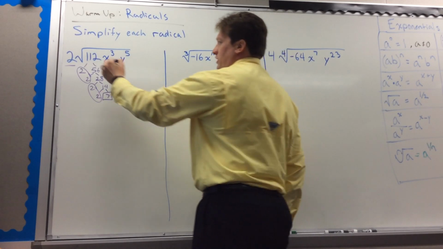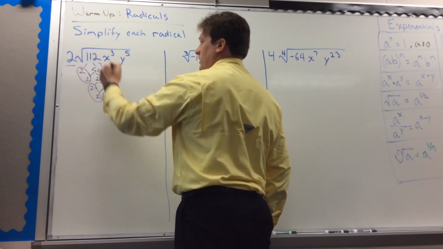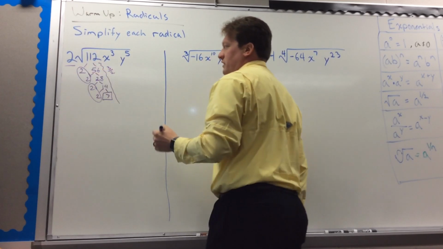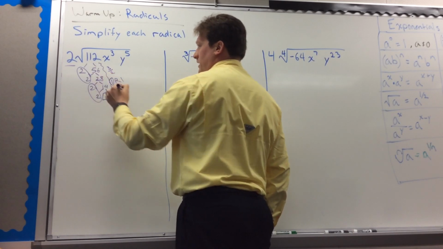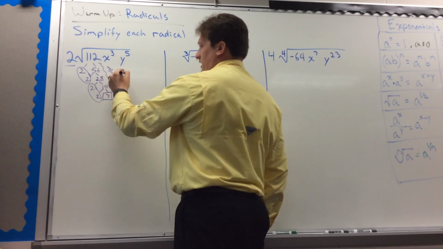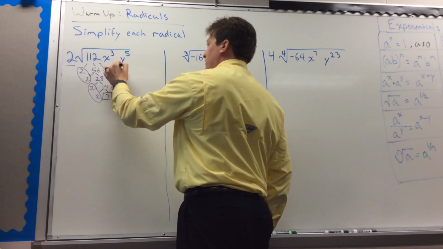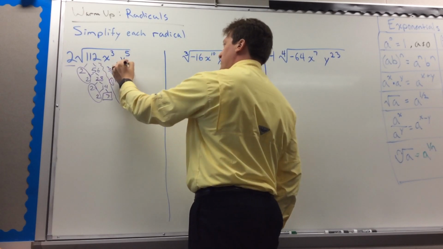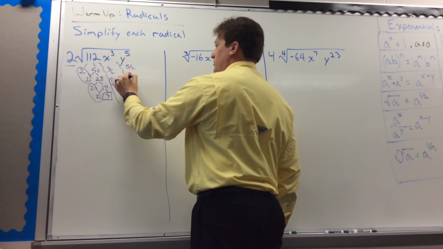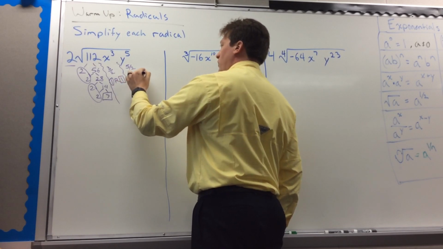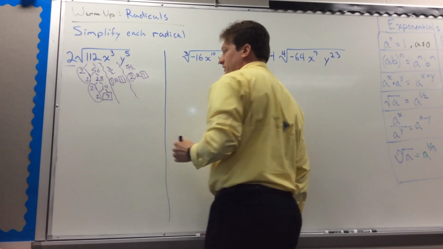So the next one, with our x's, you're going to take the exponent and you're going to divide it by the index. So 3 over 2 is going to leave you with 1, remainder of 1. So the 1 is going to come outside, meaning I'm going to have an x to the first power on the outside, and then on the inside I'm just going to have an x by itself. And then we do the same thing for the y's. You take the exponent 5, divide it by 2, and that's going to leave you with 2, remainder of 1. So the y squared will come out, and the remainder of 1 will stay on the inside.